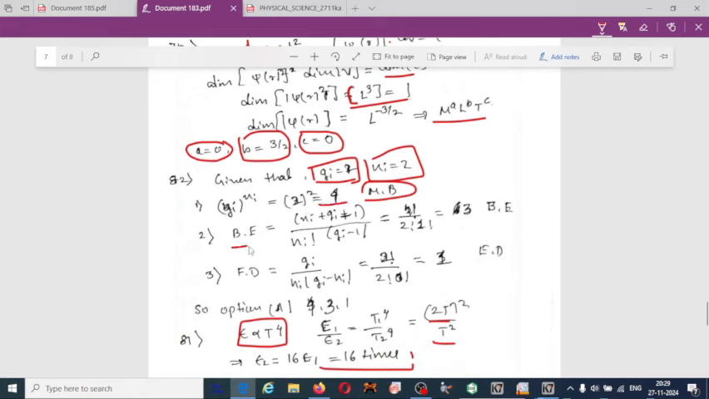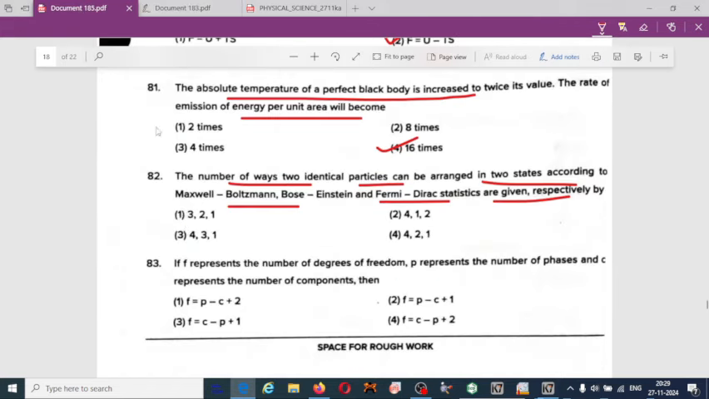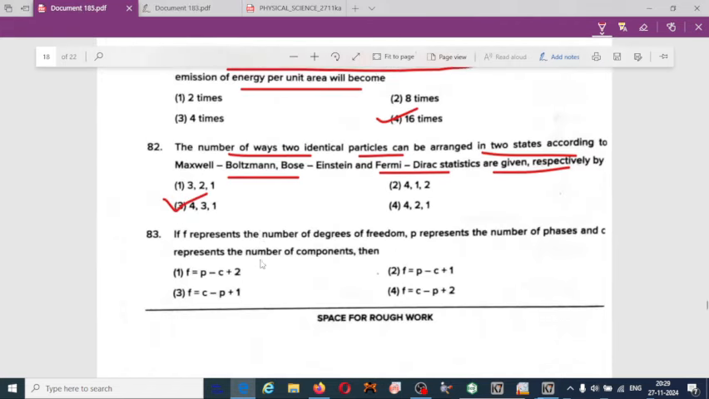For Bose-Einstein, it is given by the equation here. If you substitute the values of G and N, you will get 3. For Fermi-Dirac, using this formula, if you substitute the values, you will get 1. So the answer is 4, 3, 1.